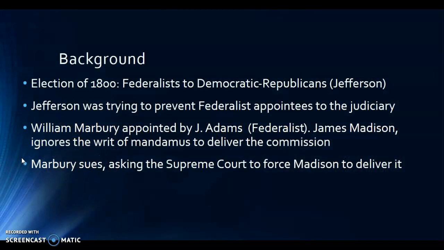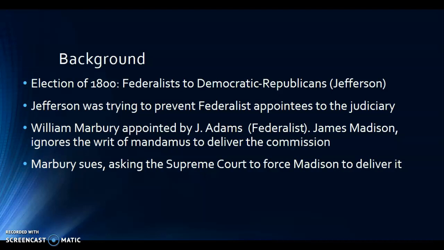To understand this case, you have to go down to the background of the election of 1800, and the Federalist John Adams is going to be defeated in the election of 1800 by the Democratic Republican Jefferson. And what the Federalist, John Adams, is going to do right before his term expires is he's going to make a number of last-minute appointments to the judiciary known as midnight judges, because it's literally right at the final hour of his presidency. And after these appointments are made, Jefferson is, of course, going to try to prevent the Federalist appointees to the judiciary, right? He doesn't want a Democratic Republican appointed, and he's not going to see it as legitimate.